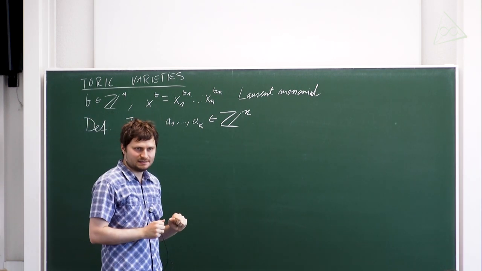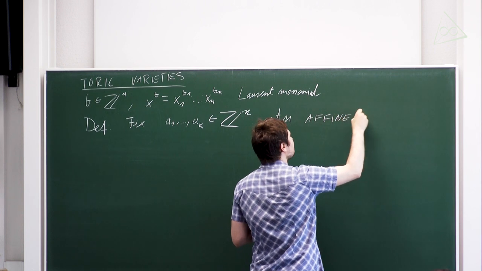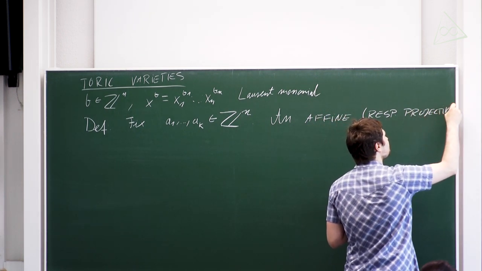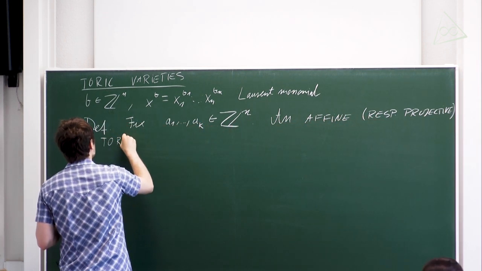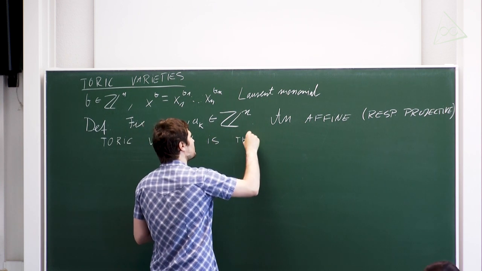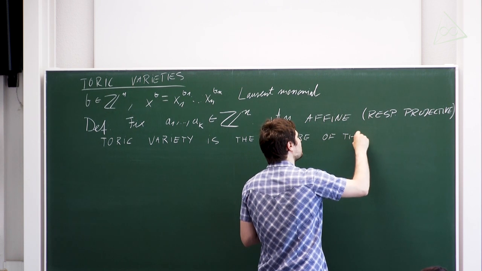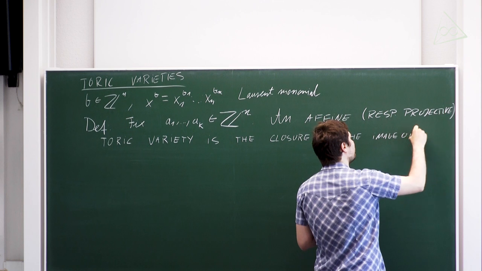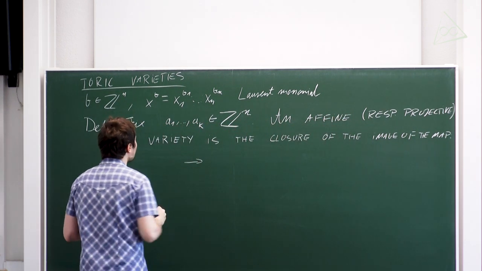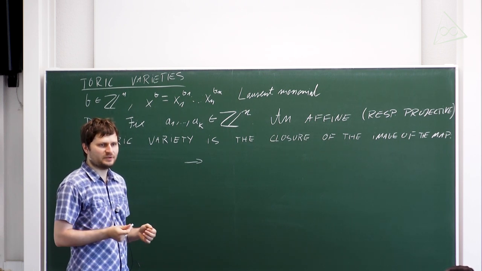So I fix k lattice points, and the affine, respectively projective, toric variety is the closure of the image of the map. So I would like to build a Laurent monomial map. I would like to use these vectors as monomials to define my map.